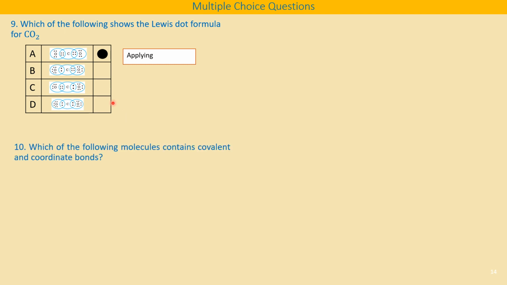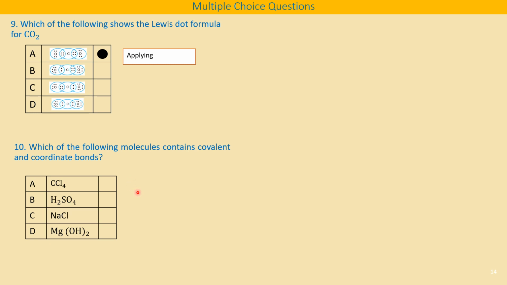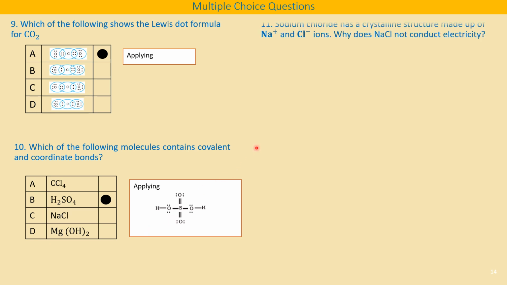Next question. Which of the following molecules contains covalent and coordinate bonds? Four options are given. We have to identify which molecule has both covalent and coordinate bonds. Option A CCl4, option B H2SO4, option C NaCl and option D Mg(OH)2. For analyzing, please see the inset box, and the correct answer is H2SO4, where there is a single bond as well as a double bond. So the correct answer is H2SO4, which is option B. Please mark it. Next question.